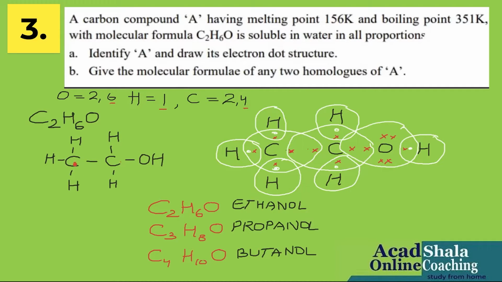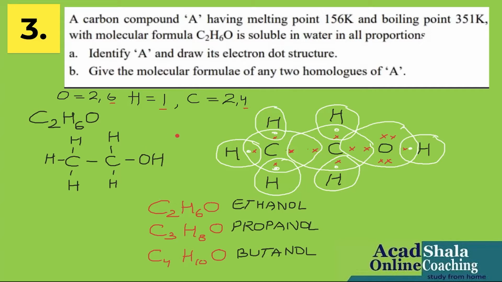So this is 2 carbons over here and then OH, this is the functional group of alcohol, and the rest I have put up the covalent bonds taking help of hydrogen. Clear? Okay. After this, identify A and draw its electron dot structure. So now identify A, I have identified also, it is alcohol, which is ethanol. Now I have to draw the electron dot structure.